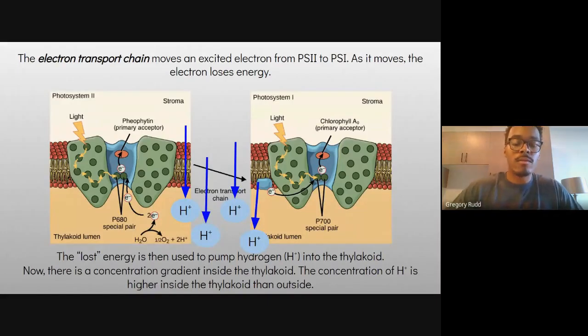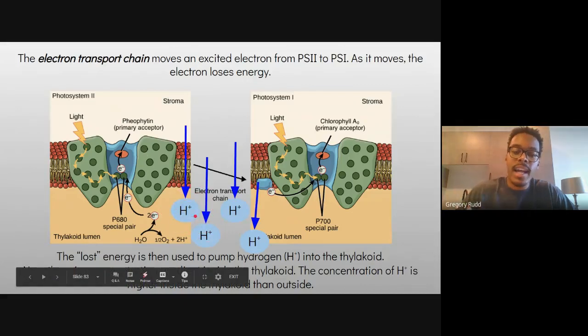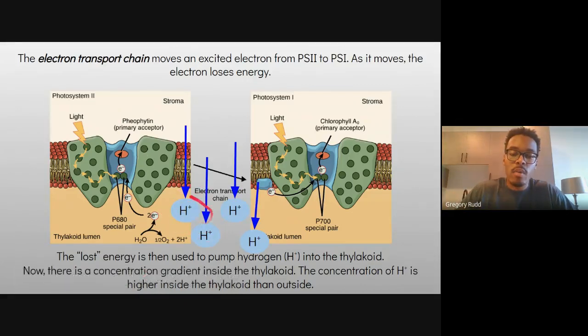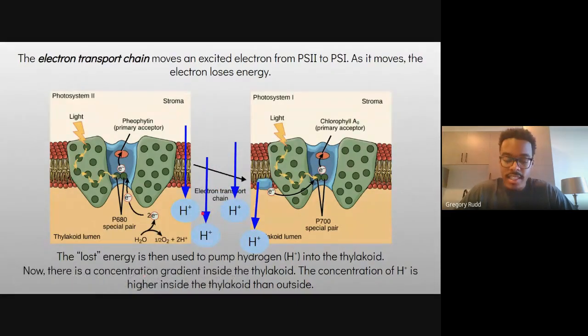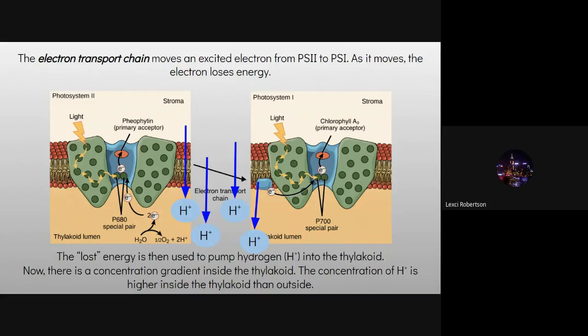So when the thylakoid starts pumping hydrogen from the outside space to the inside space, we're creating a concentration gradient. We're going to end up with way more hydrogen inside the thylakoid than there is on the outside. That does not feel good to things in nature. They want to be at balance. So what do you all think will happen to this hydrogen when it reaches this concentration gradient, so that there's a lot more hydrogen inside of the thylakoid than there is on the outside? What's going to happen to the hydrogen? It's going to move to the outside.